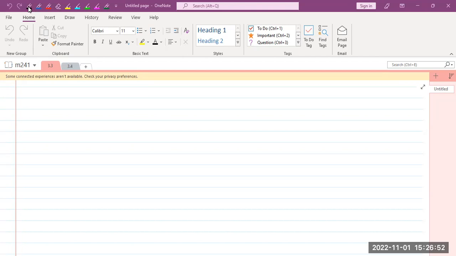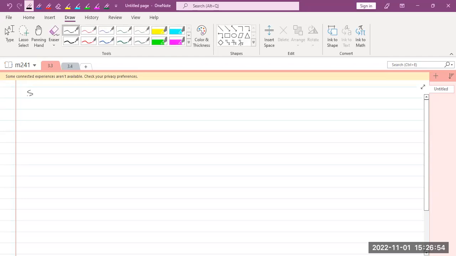Now, let's start with section 3.3. Section 3.3 is the third definition of trig function. Definition 3, trig functions on unit circle.